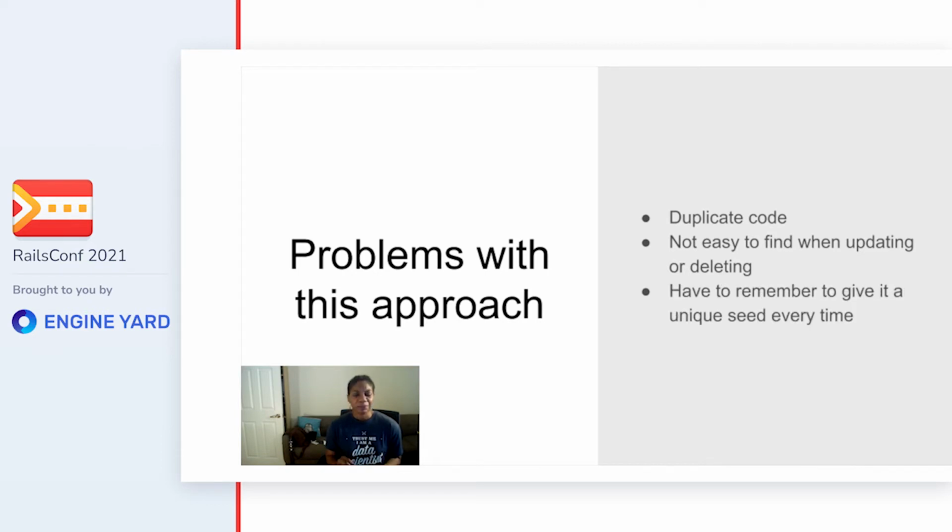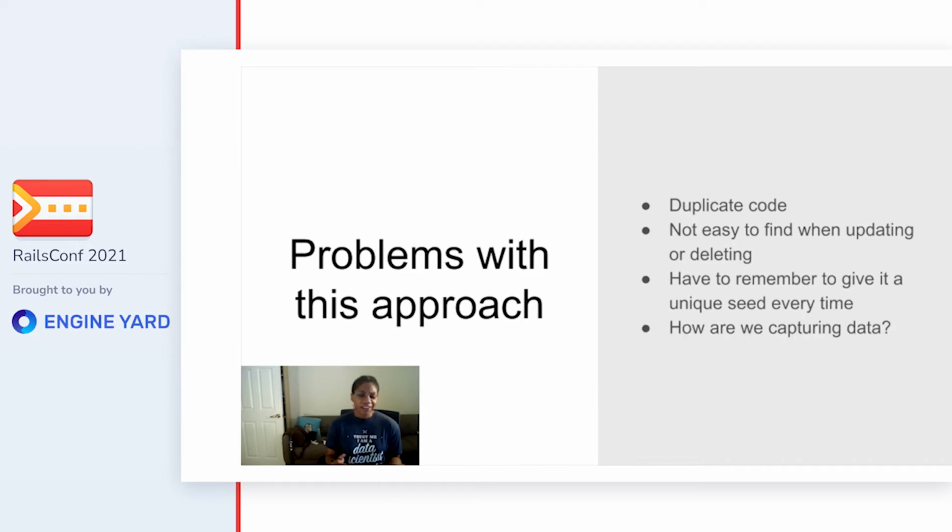Also, you have to remember to give it a unique seed every time you add a new A-B test. If any of your A-B tests have the same seed, you're essentially colliding your tests, and you can't guarantee that your data means anything. Also, how are we even capturing data? Yeah, you can run through each user and see what bucket they fit into, but you have no guarantee that the user even saw any of those 3 pages.